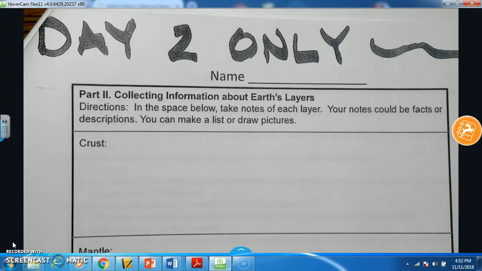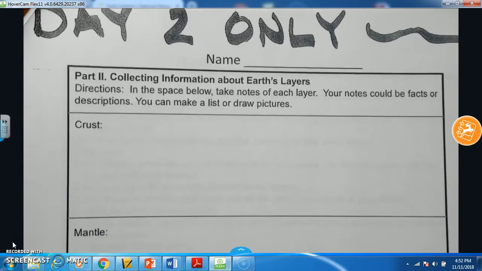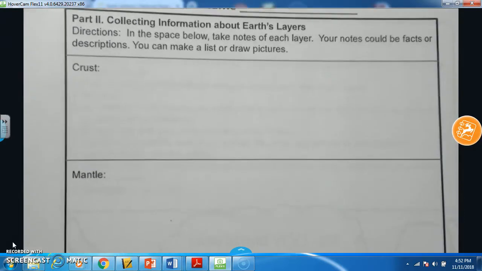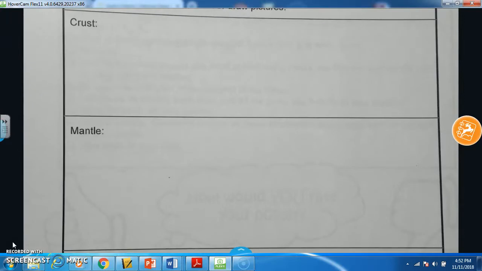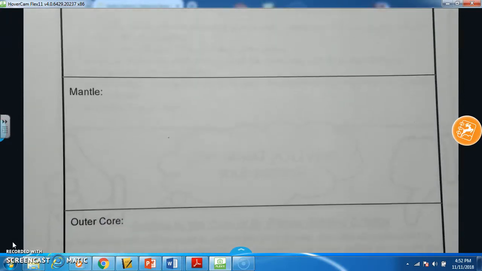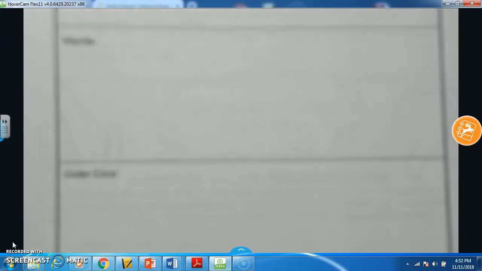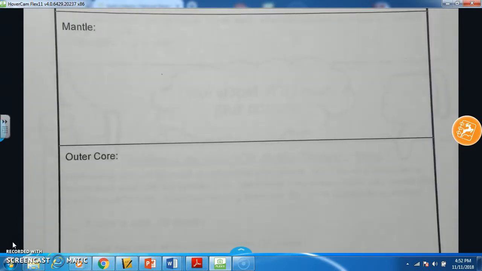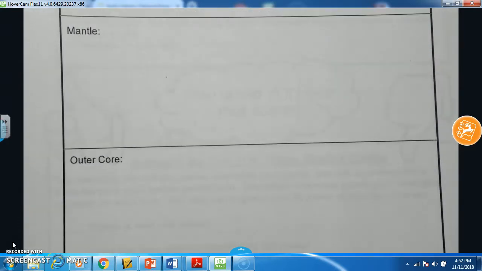The second day that you're working on your lab, which is day 2 only, you will be collecting information about Earth's layers. So in the spaces below, you must take notes about each layer. Your notes could be facts or descriptions, and you can make a list, like a bullet point list, or you can draw pictures. It doesn't matter to me how you want to do it. You may want to do both. If you need extra paper, you can use it. You know where it's at.